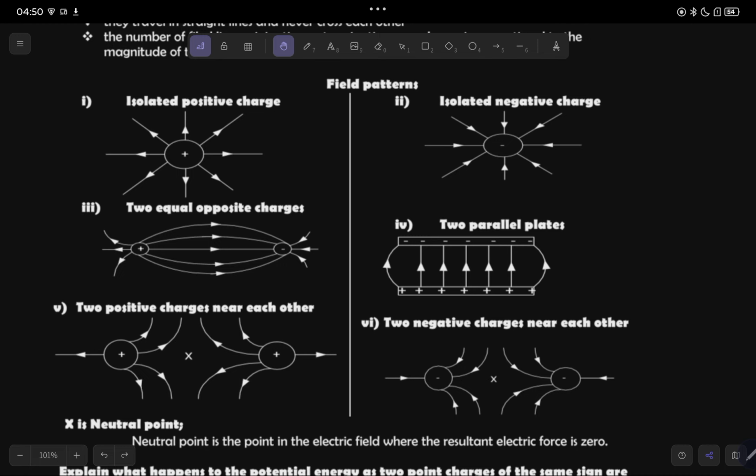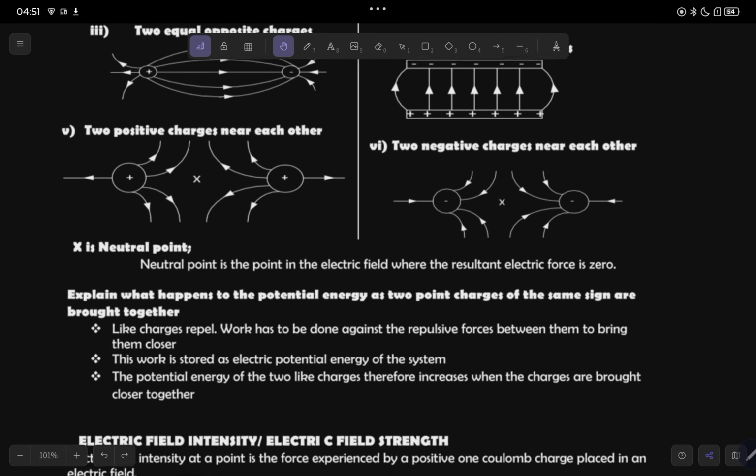Then we have positive charges placed near each other; they will repel, and in repelling, they form a neutral point in between them. The same thing applies to negative charges all placed near one another. This neutral point is the point in the electric field where the resultant electric force is zero. In other words, electric field lines do not pass through or cross our neutral point at all, because at that point the electric fields have cancelled out and there is nothing like any electrostatic force being experienced there. The resultant force there is zero.